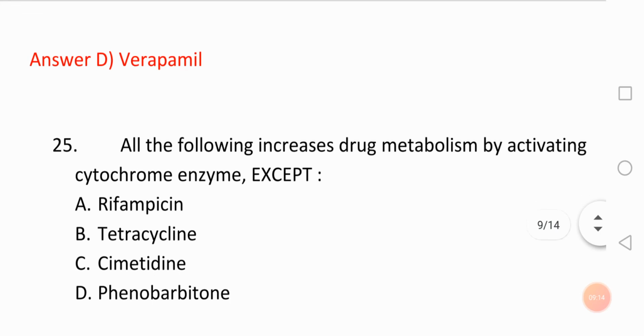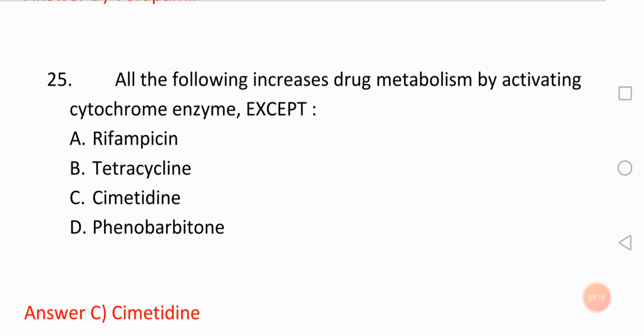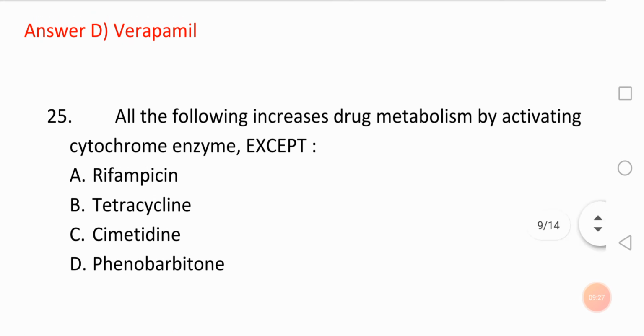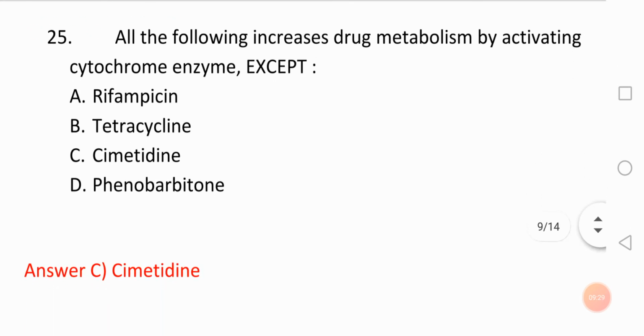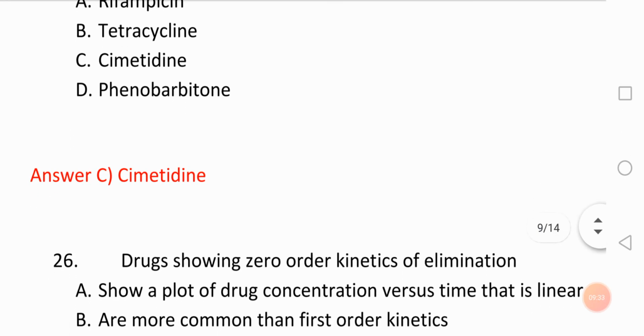Next question, 25: all of the following increase drug metabolism by activating cytochrome enzymes except A, rifampicin; B, tetracycline; C, cimetidine; and D, phenobarbital. The answer is C, cimetidine. Drug given sublingually.